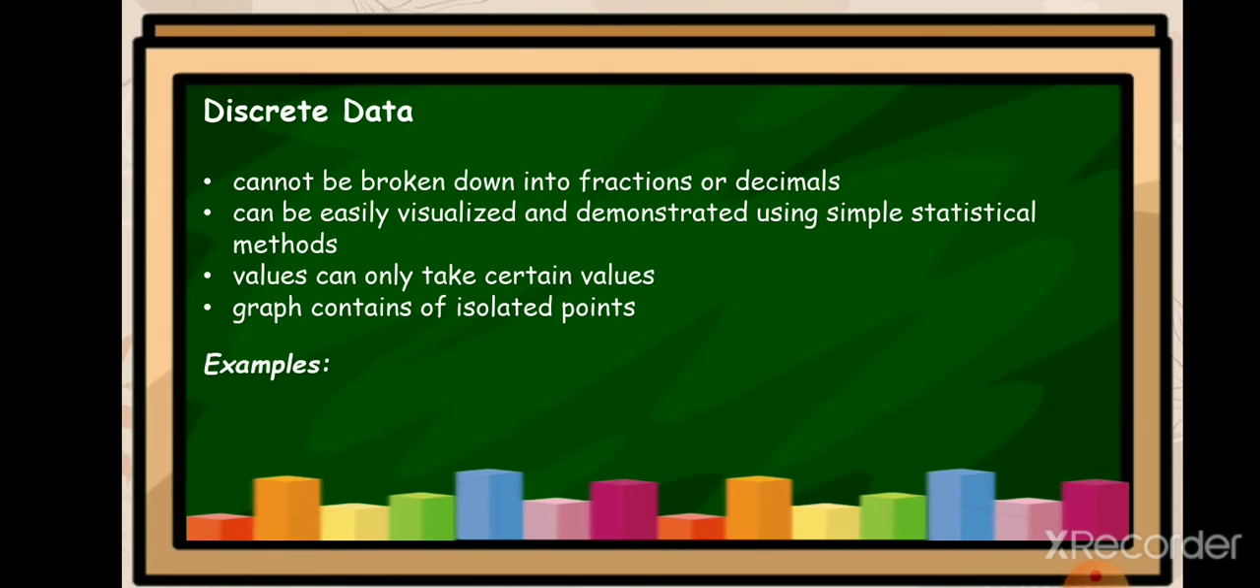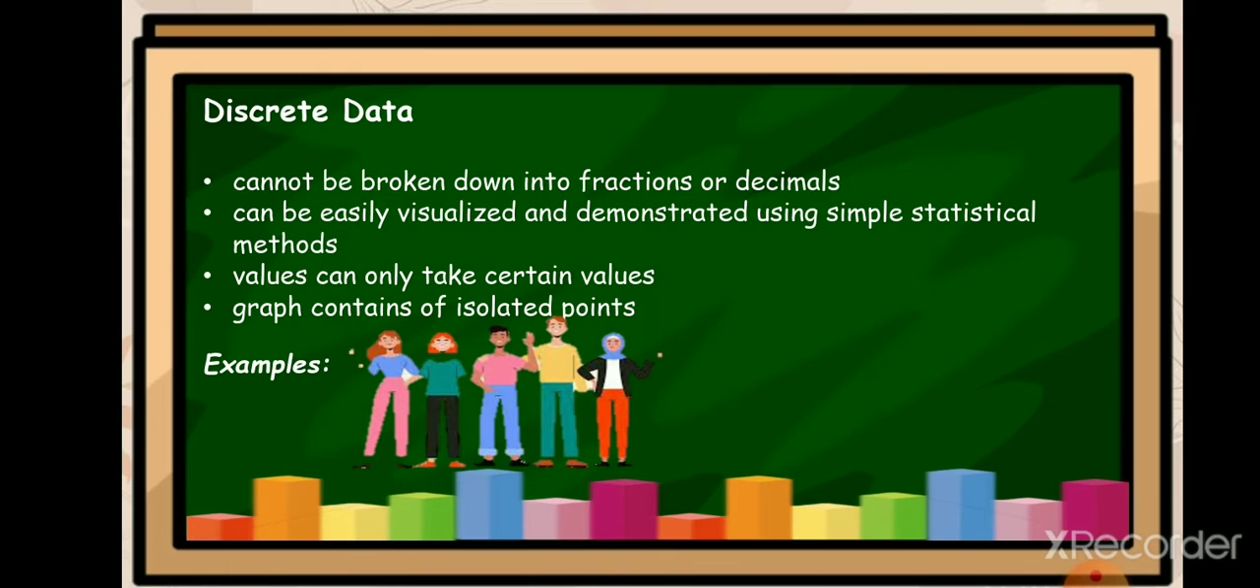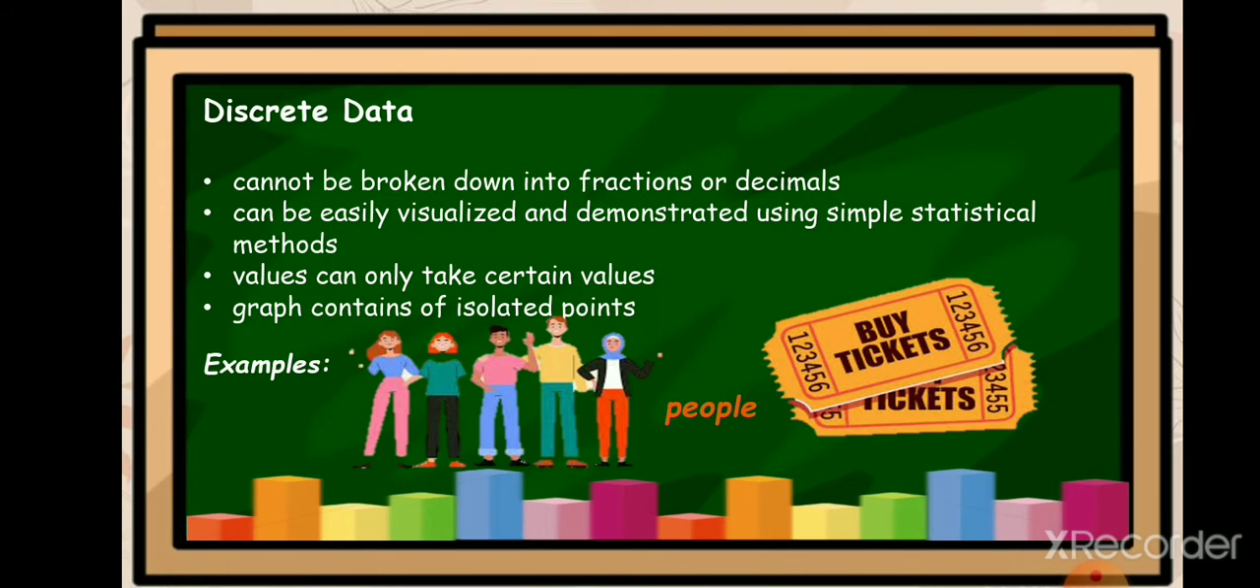So for example, who can give an example of discrete data? Anybody? Okay, for example, people. Because with people, you cannot have half of a person. In purchasing tickets, you cannot buy only half of a ticket. It must be one or a whole.